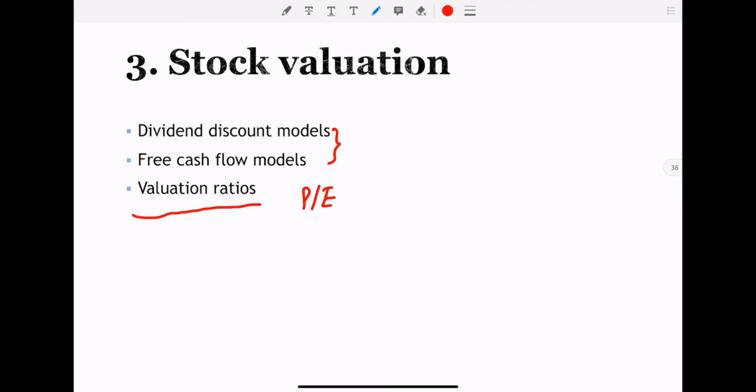And to calculate a valuation ratio, you can see that it's much easier compared with using the dividend discount model because, for example, for this PE ratio, you only need two numbers, right? You just get the stock price and the firm's earnings per share, and then you divide the stock price by the earnings per share, and you will get this PE ratio. So it's easy. That's why it is widely used. And we will talk about both of these two types of models. And we will start from the dividend discount model.